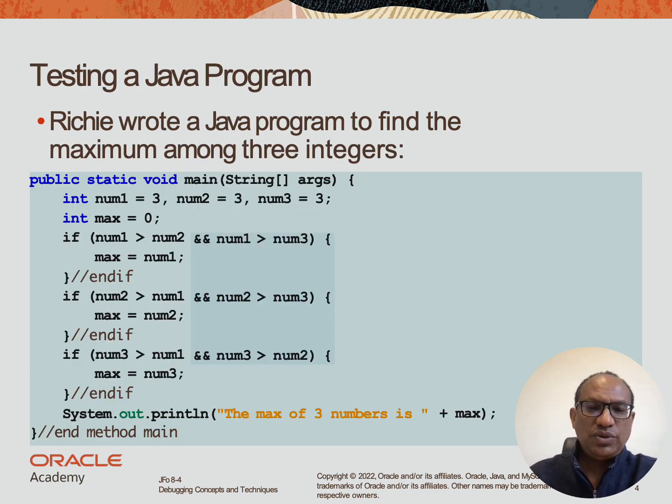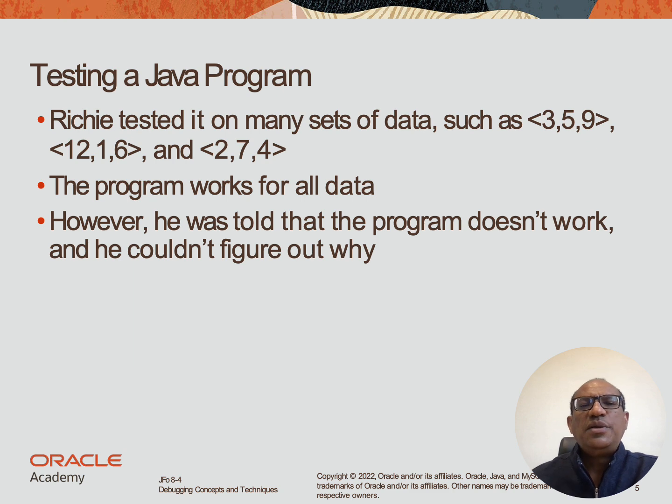Let's start with a story. Richie wrote a simple program to find the maximum of 3 integers. It worked fine with several test cases like 3, 5, 9, and 12, 1, 6, but someone told him it didn't work, and he couldn't figure out why. Here is the code on this slide. The program is tested on many sets of data. However, the program doesn't work as intended. How can we figure out the problem?